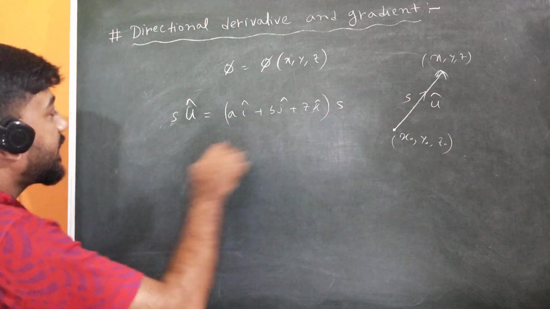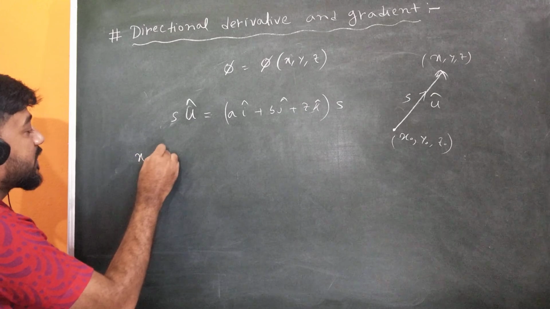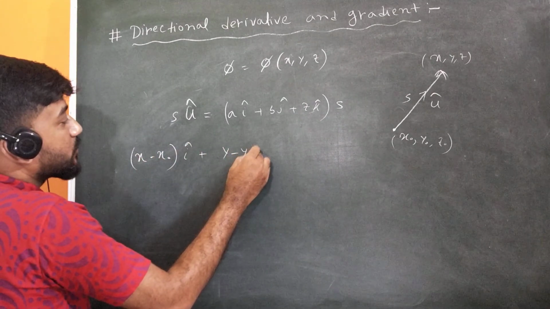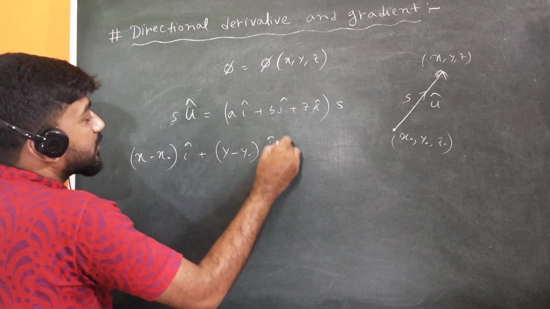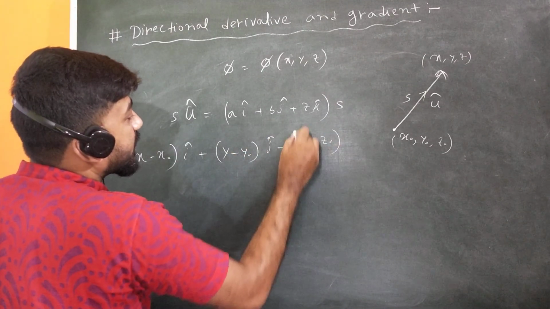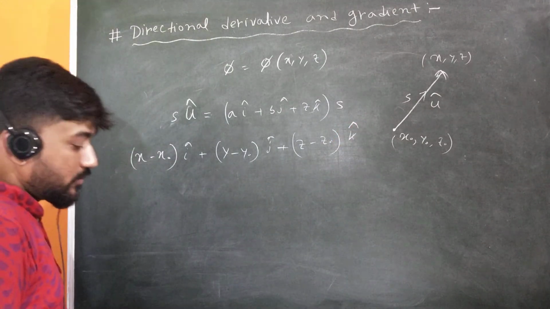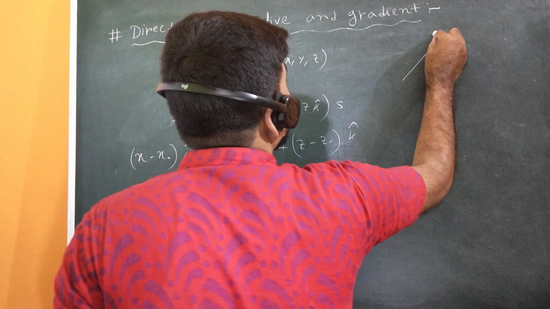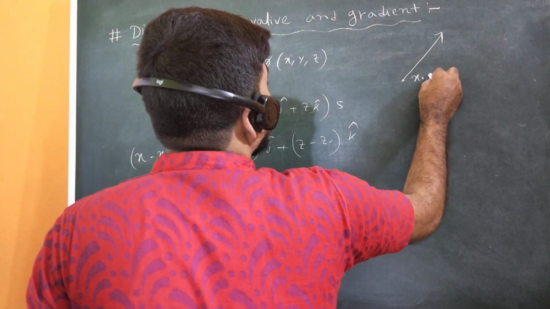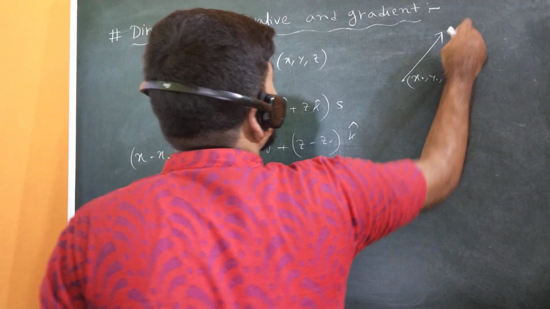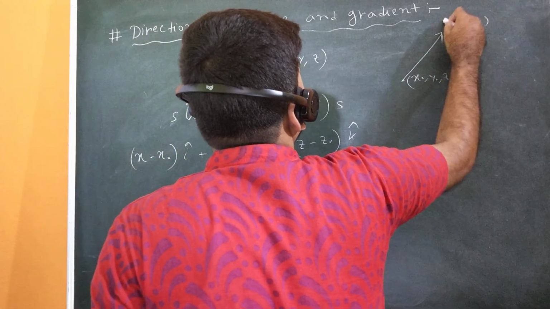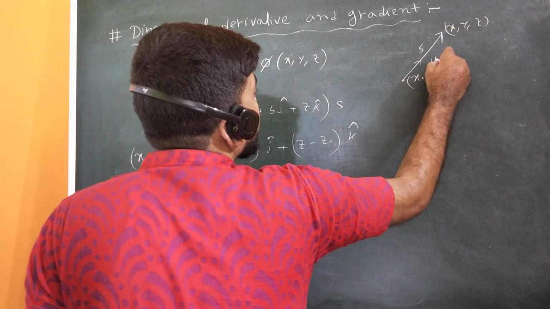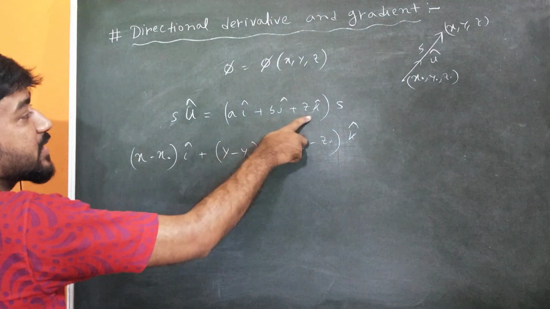This vector s u will be nothing but x minus x0 i cap plus y minus y0 j cap plus z minus z0 k cap. Here this is x0, y0, z0, and this is our point x, y, z at a distance s. Along this direction the unit vector is u cap, which is defined as a i cap plus b j cap plus c k cap.